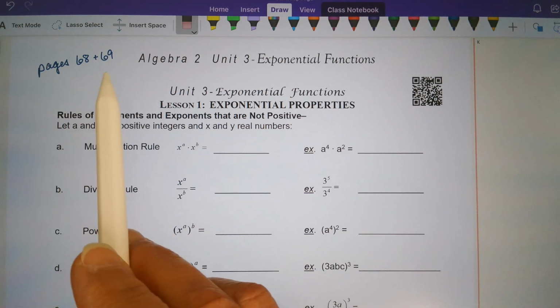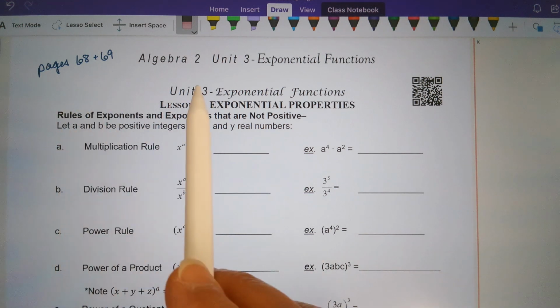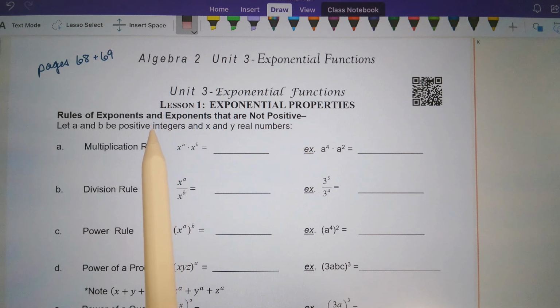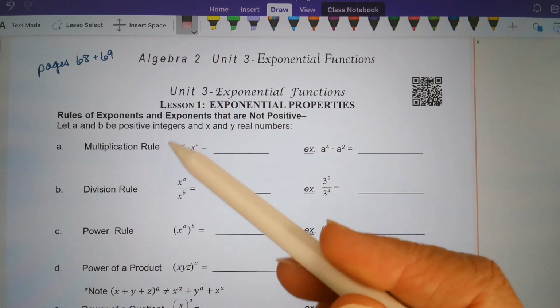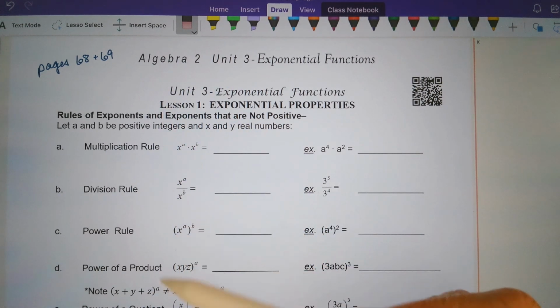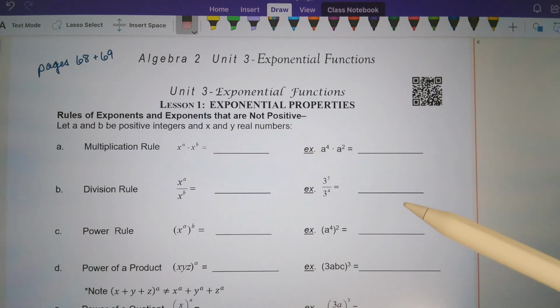We're on pages 68 and 69 of our textbook. We begin Unit 3, which is entitled Exponential Functions, and our first lesson is exponential properties. On the left-hand side, we have several properties in their general form that we're going to go over, and on the right-hand side, we have an example. So for some of these, we may just start with the example first and then fill in the general rule.